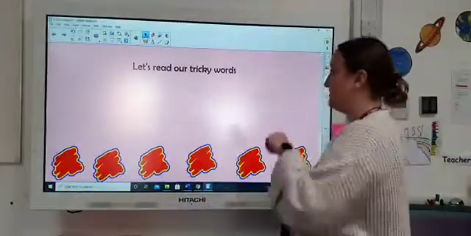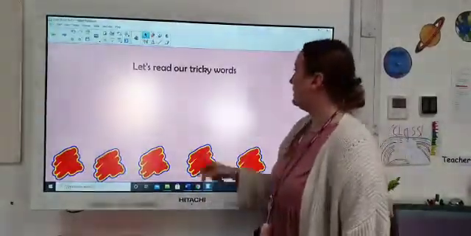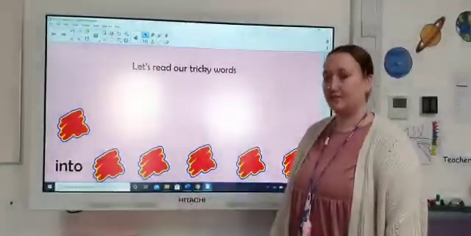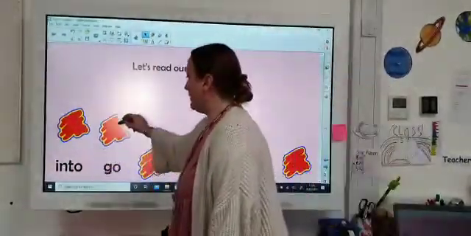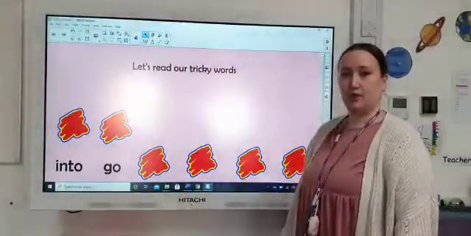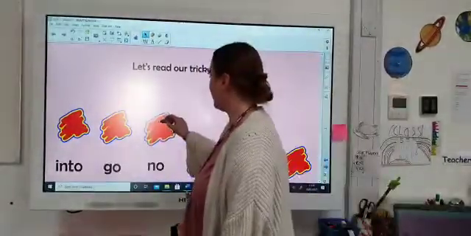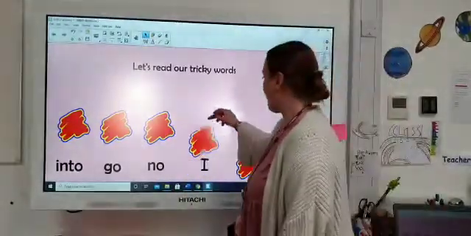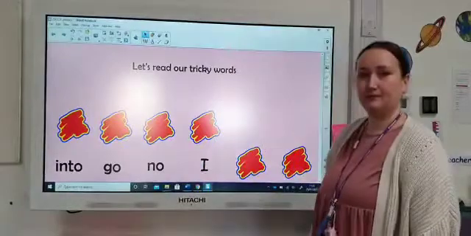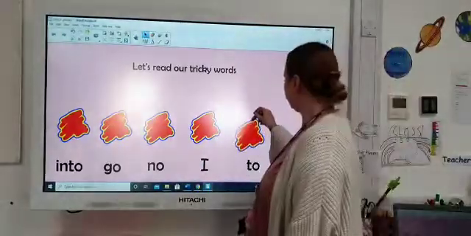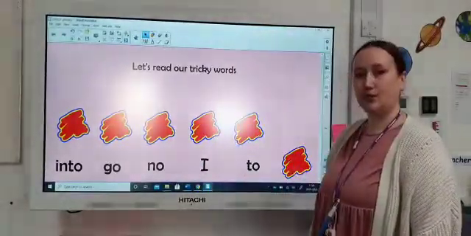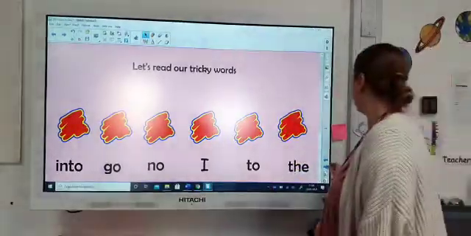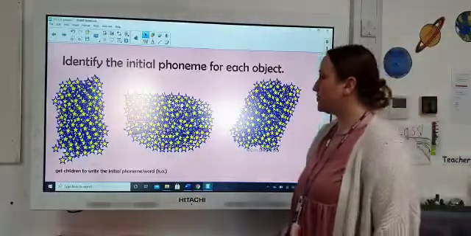So now I'm going to read our tricky words, okay? Can you tell me, what does this say? Into. And what's about this one? Go. This one? No. This one? I. This one? To. And lastly, the. Brilliant. Keep practicing those tricky words.